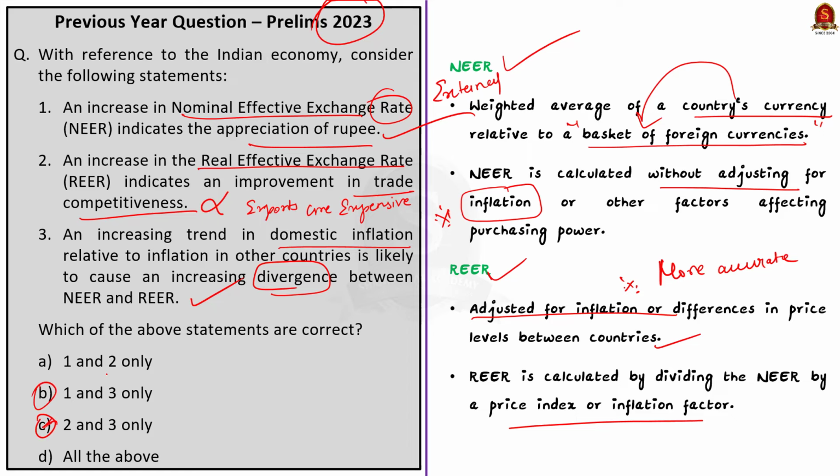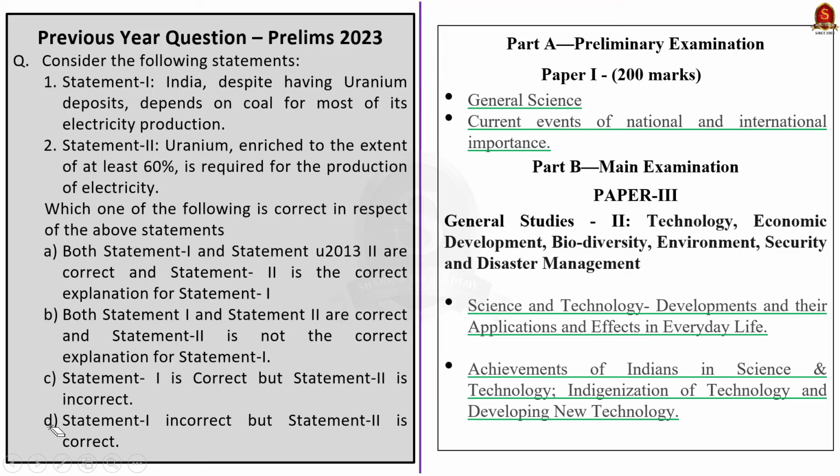Look at this UPSC 2023 prelims question. They're asking about uranium and coal reserves in India. This topic is one of the important topics asked frequently in UPSC. So let us understand some basic facts and come back to this question.